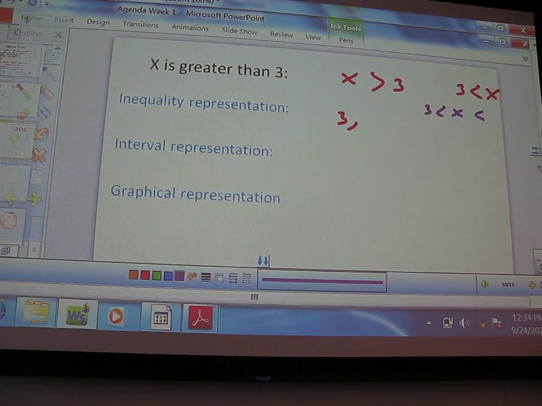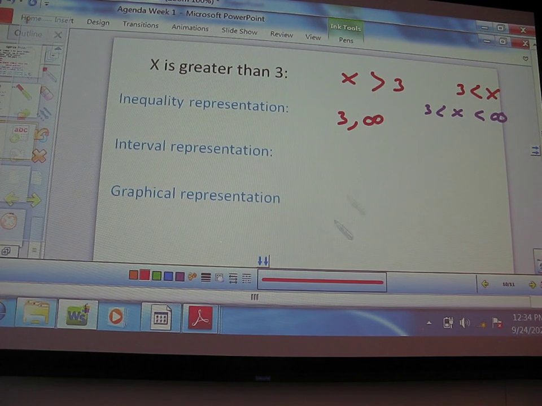So really, it's like that. On the smaller side is 3. On the bigger side of me is infinity. Can I equal 3? Can 3 be equal to me? No, so it's going to be a rounded bracket. I can never ever equal infinity, so it's always going to be a rounded bracket.